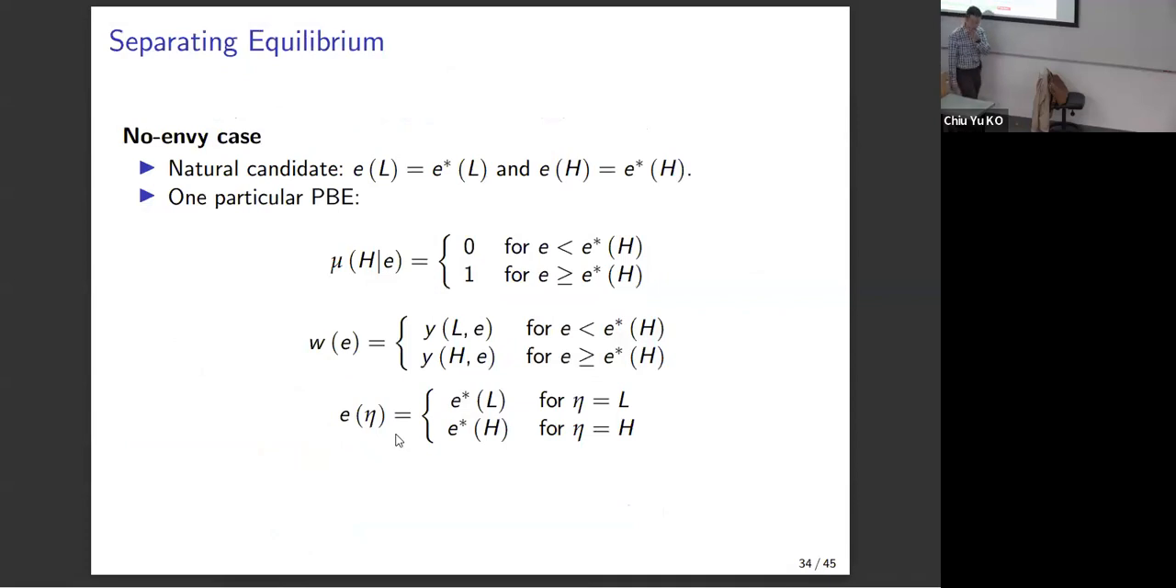Now, it's the case where the simple one is a separating equilibrium, okay? That means the high type gets a high education, the low type gets low education. When you see high education, it's a high type. When you see low education, it's a low type. Very simple, right? And in the case of no envy, everyone gets the efficient outcome. The low type gets what they're supposed to in perfect complete information, and the high type gets what they get. High is high, low is low, everything is fine, okay?